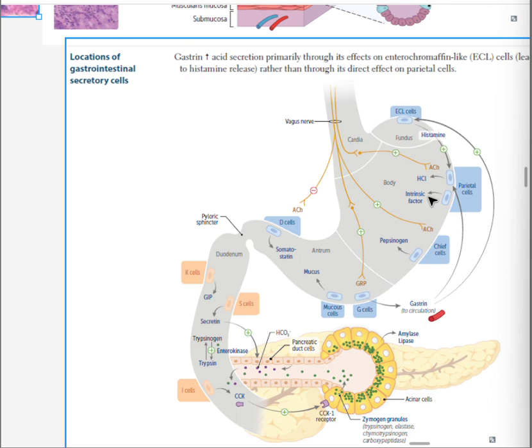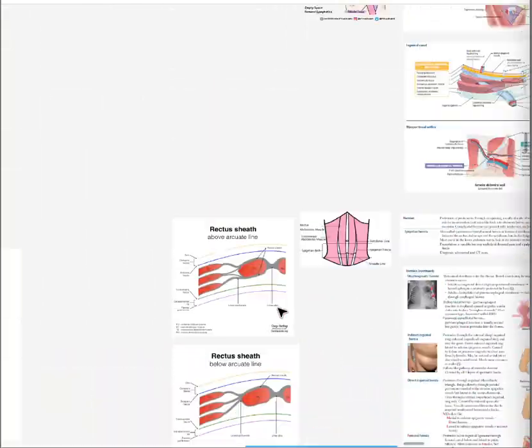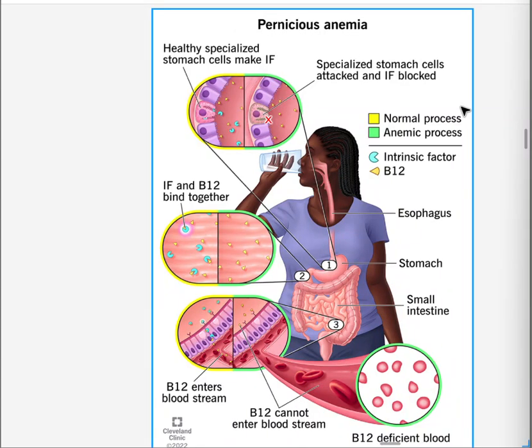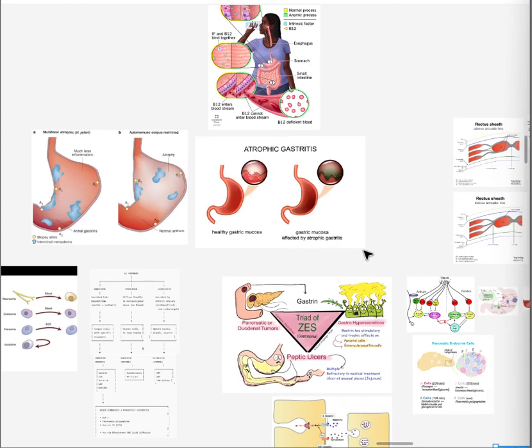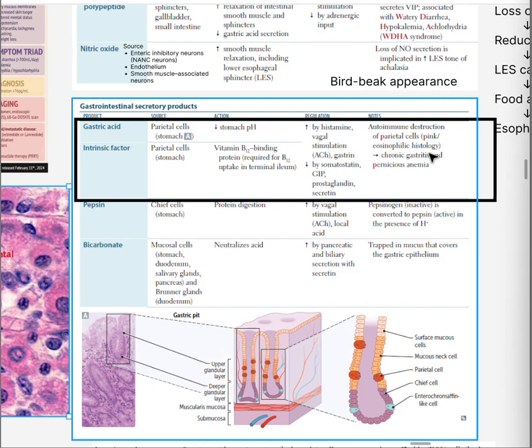And I told you that if there's loss of intrinsic factor, we get a vitamin B12 deficiency, which leads to pernicious anemia. Here is our picture of pernicious anemia. So, loss of intrinsic factor leads to pernicious anemia, which leads to megaloblastic anemia and neurological deficits because of subacute combined degeneration syndrome. Okay, so remember that the parietal cells secrete the acid and the intrinsic factor. We go back here. We talked about chronic gastritis and pernicious anemia.